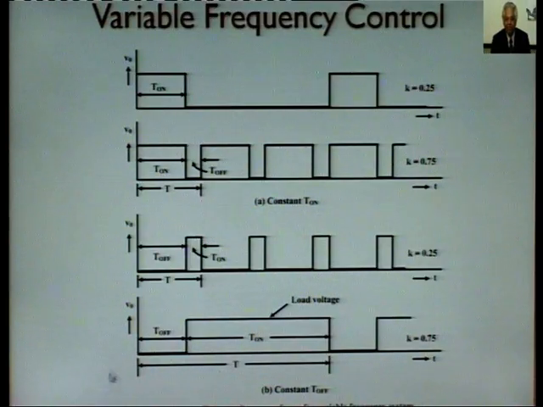Similarly, here also you are changing it like that. This is the total time, that is T on plus T off, this is T on, this is T off. Here T on time was more, T off time is less, here T off time is more, T on time is less. So, either way you can change it. This is known as variable frequency control method.